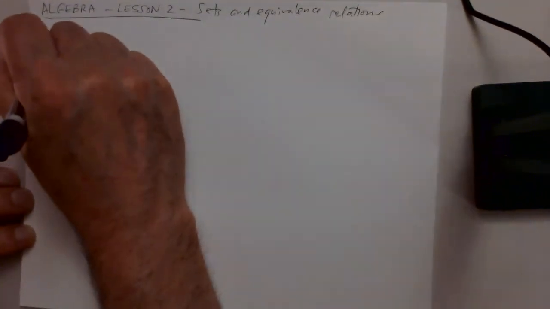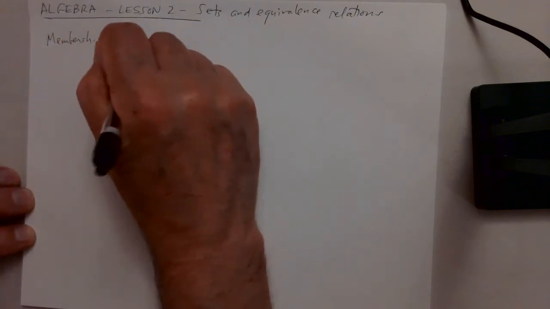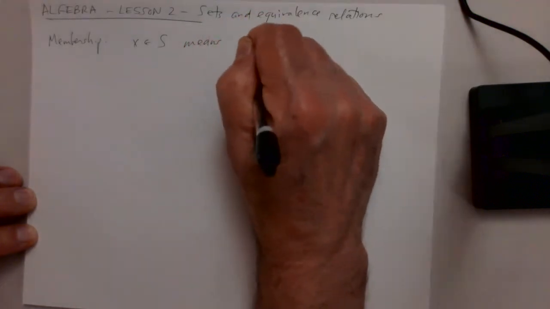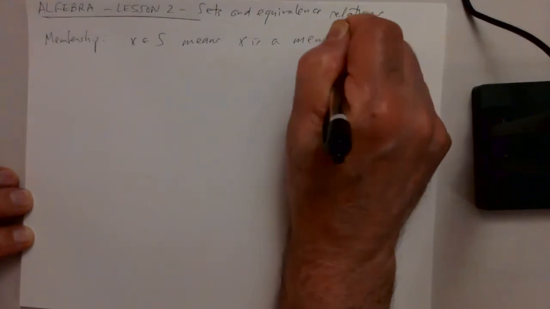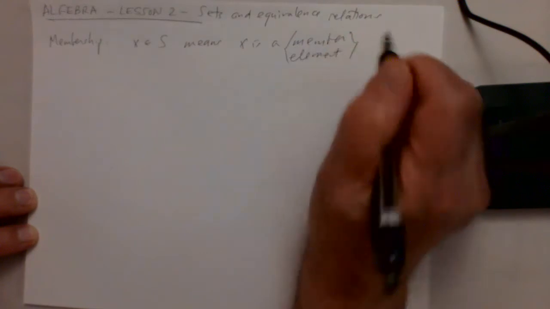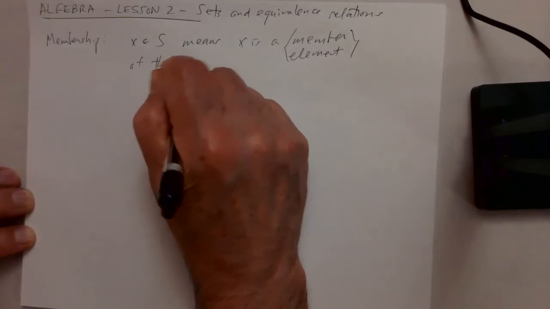Clothes in a suitcase, flowers in a vase, stuff in a box. That's what a set is. And the basic notion in a set is membership. So a set has members or elements, and the notation X in S means X is a member or element of the set S.